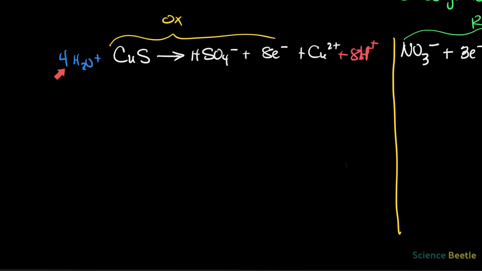And so now we can balance. We have 4 times 2 is 8 hydrogen atoms. We've got 8 hydrogen on the right. 4 times the 1 for the oxygen gives us 4 total oxygens, which are here. 1 copper, 1 sulfur, 1 sulfur. So everything is balanced.